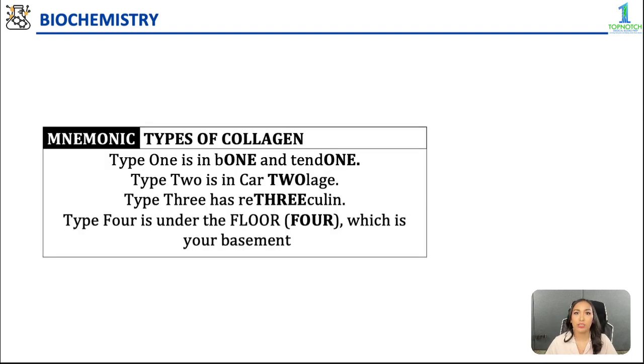So there's this famous mnemonic. Always remember this. Type 1 is in bone and tendon. Type 2 is in cartilage. Type 3 has reticulin. And type 4 is under the floor. Type 4 on the 4, which is your basement. And type 7, tinuro na to sa inyo ni Dr. Rubio. 7, 7, 7, para siyang anchor. Alright? So, this is a must-know.